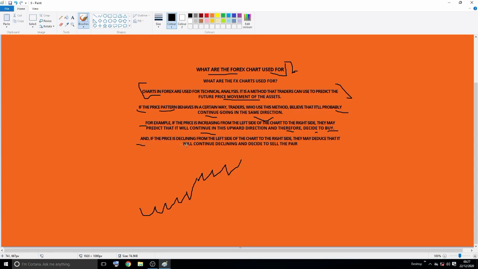And if the price is declining from the left side of the chart to the right side of the chart, they may decide that it will continue declining, and they will decide to sell the pair. So, the opposite: if they see it dropping, they may decide to sell, assuming that it can continue dropping.